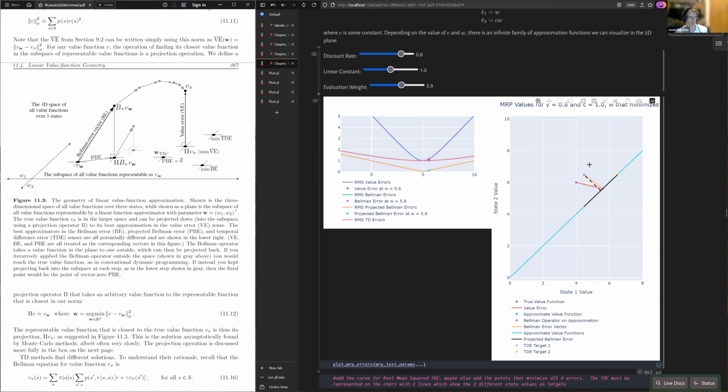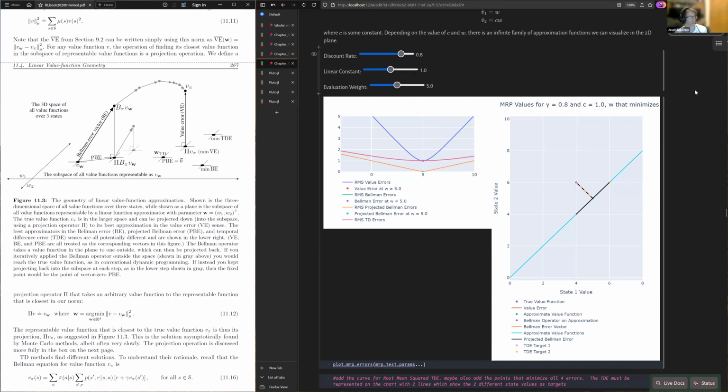It turns out as you move this, you can also see the Bellman operator point. And when C is 1, it turns out that all of these things actually line up with each other. So the point that minimizes the Bellman error is the same point that minimizes the value error. And also the TD fixed point, right? Because here the Bellman error vector is perpendicular to the approximation line. So the projected Bellman error is also 0, and everything agrees, and all the methods agree, and it's fine.